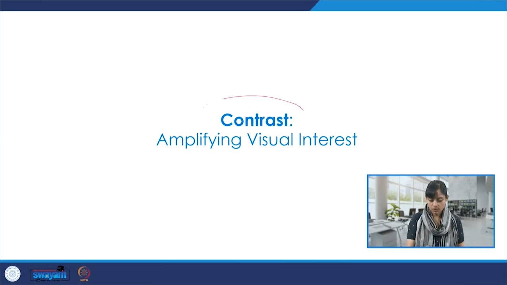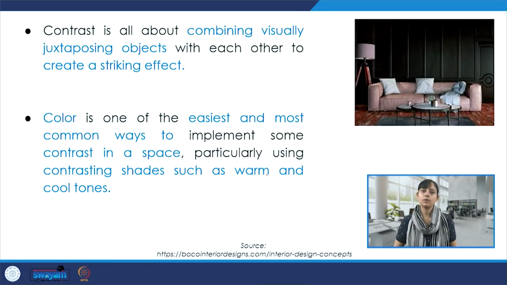Now let's talk about contrast, and it helps in amplifying visual interest within a space. It is about combining visually juxtaposing objects, and it creates a very striking effect by virtue of this contrast, like we see over here, like a stark contrast between these two. This surface and furniture, also the color. So the material palette as well as the color, this sort of brings the contrast. Again, color is an easy way to implement some contrast in a space.